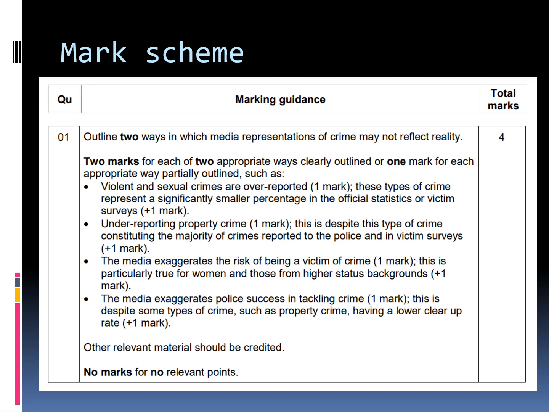So let's double check the mark scheme, and here you can see some of the other ways that you could have mentioned, and as you can see they mention about some crimes being over-reported and some crimes being under-reported, and some exaggerating that the media might do about certain crimes, certain victims, and also about police success. Now it is also important to note right at the bottom it says other relevant material should be credited.